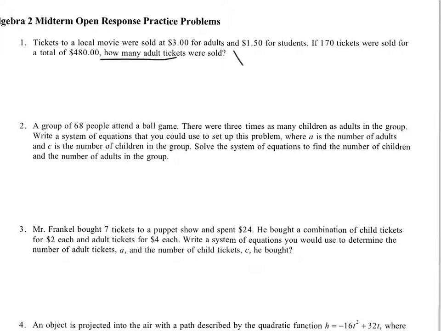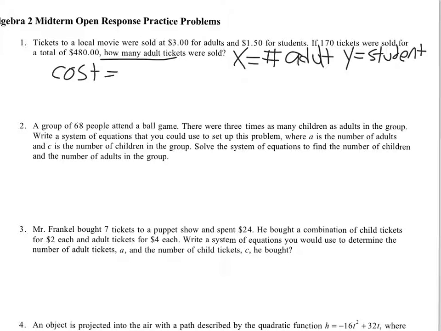So I'm going to say that x is the number of adult tickets. I'm going to say that y is the number of student tickets. I know that the cost was going to be $3 times the number of adults plus $1.50 times the number of students. And also, a really important equation to know, because now I've used cost. Oh, and they give me that information. So that's $480.